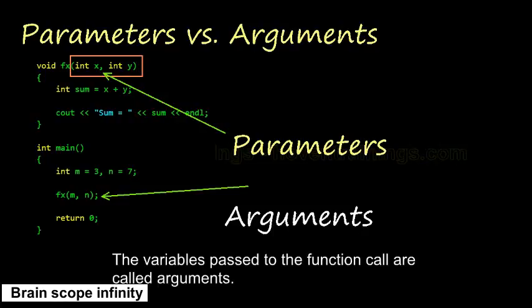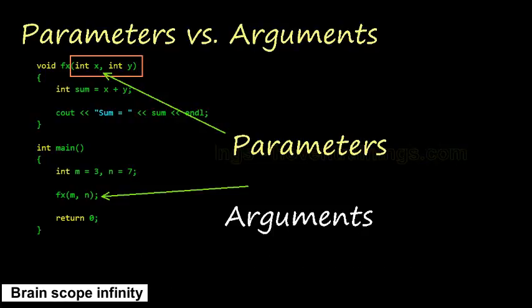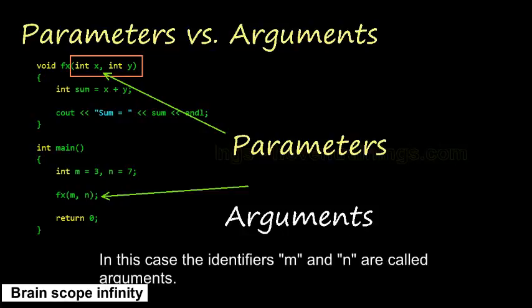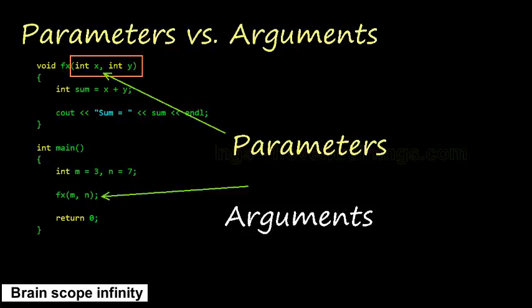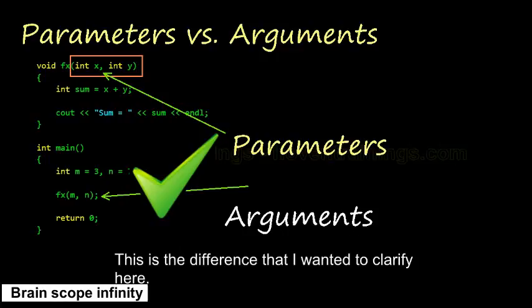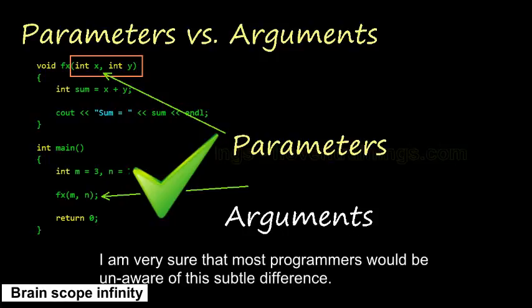The variables passed to the function call are called arguments. In this case, the identifiers m and n are called arguments. This is the difference that I wanted to clarify here. I am very sure that most programmers would be unaware of this subtle difference.